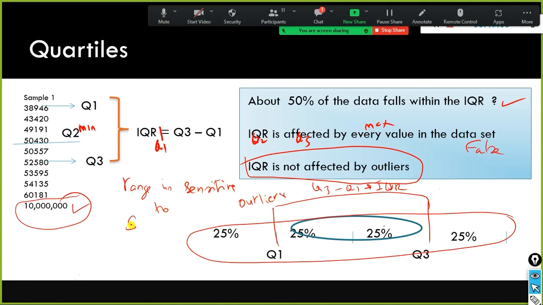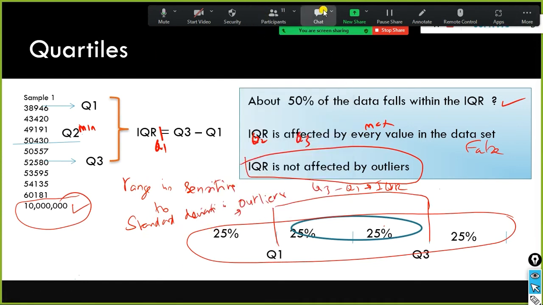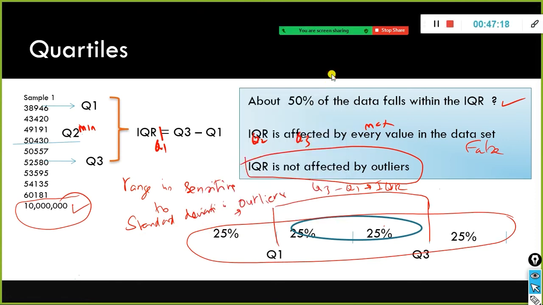How about standard deviation? Standard deviation is also sensitive to outliers. Okay, so why is standard deviation sensitive to outliers? Can someone tell me? Why don't you tell me? Why is standard deviation sensitive to outliers?